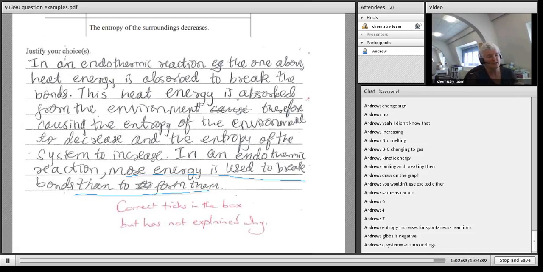So you've got to say, if they're taking heat out of the system, that because the system's getting colder, it's sucking in energy from the surroundings, which means the kinetic energy of the surrounding particles decreases, so it becomes more ordered. So there's going to be more entropy in the surroundings.